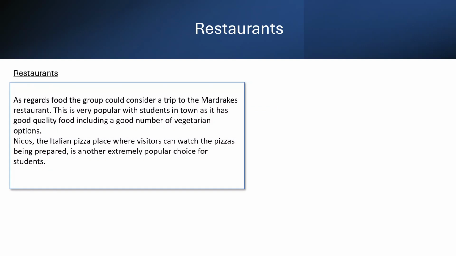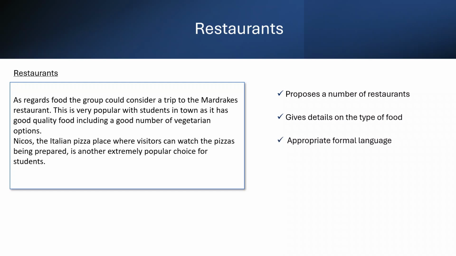The next section then will talk about restaurants or places to eat. And once again, we've included our header, which is restaurants. And here in this paragraph, like the previous paragraph, the person has suggested a number of different places. There is a restaurant called Mardrake's, and there's also an Italian restaurant. The writer gives details about the type of food you can find in each one of these. The first restaurant has vegetarian options, and at the second restaurant, people can watch the pizzas being made. And once again, the language is formal here and it's quite appropriate.